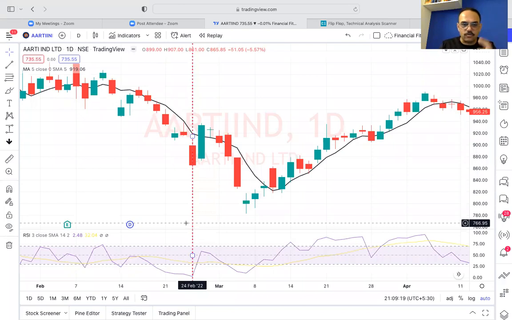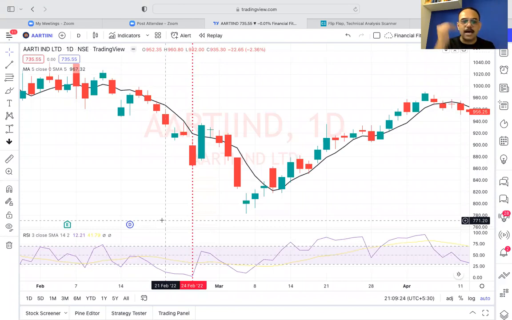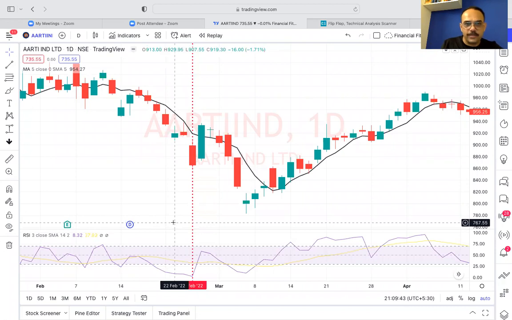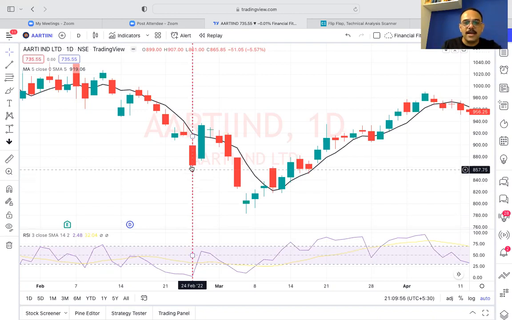So 3 days before, so 1, 2, and 3, 3 days before the RSI value, can you see it is greater than 10? Agreed? So 3 days before it was greater than 10. It came down from 10 to below 3. So this is how our condition is met. So from 12.21, it came down to 8.32, 8.32 to 7.77, and it went below 3. As it comes in 3 stages below 3, then we have to buy at the close.